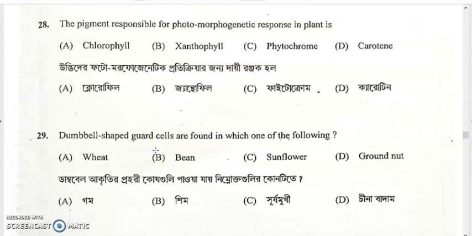Wheat, bean, sunflower, groundnut. Basically, those are monocot plants. They have this dumbbell-shaped stomata. Answer will be wheat.